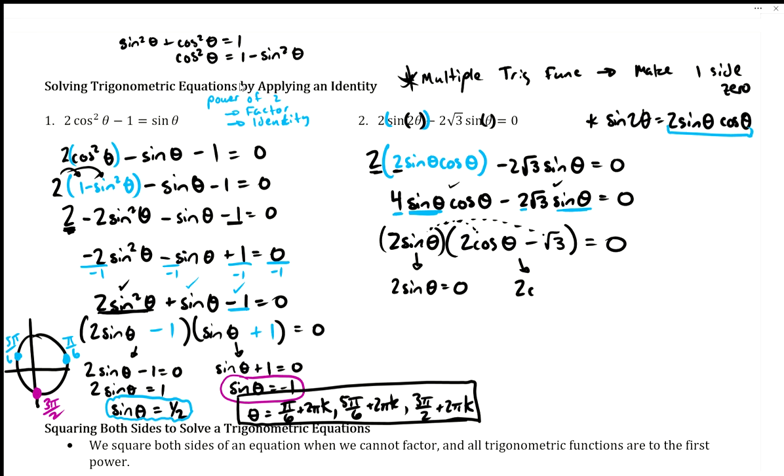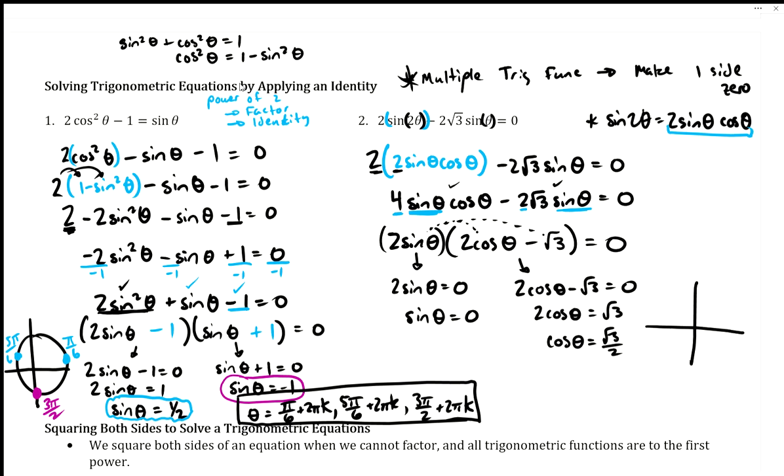So I've got 2 sine of theta equals 0 and 2 cosine of theta minus radical 3 equals 0. In the first equation, I can just divide by 2, and I have sine of theta equals 0. In the second equation, I can add the square root of 3, so 2 cosine theta equals the square root of 3, and then divide by 2. Cosine of theta equals square root of 3 over 2. Now I'm going to use my unit circle. Let's mark it with some colors so we can see it a little better.